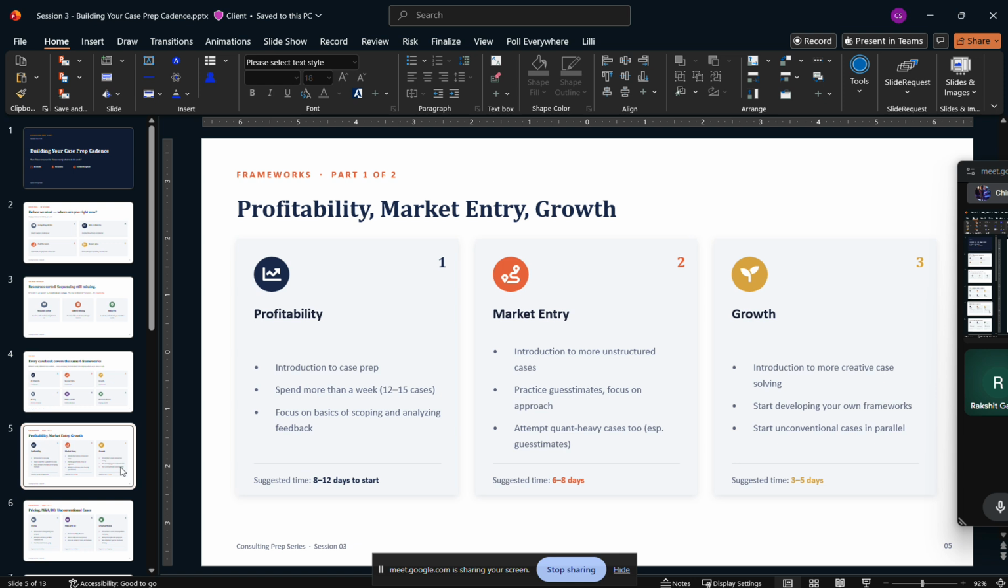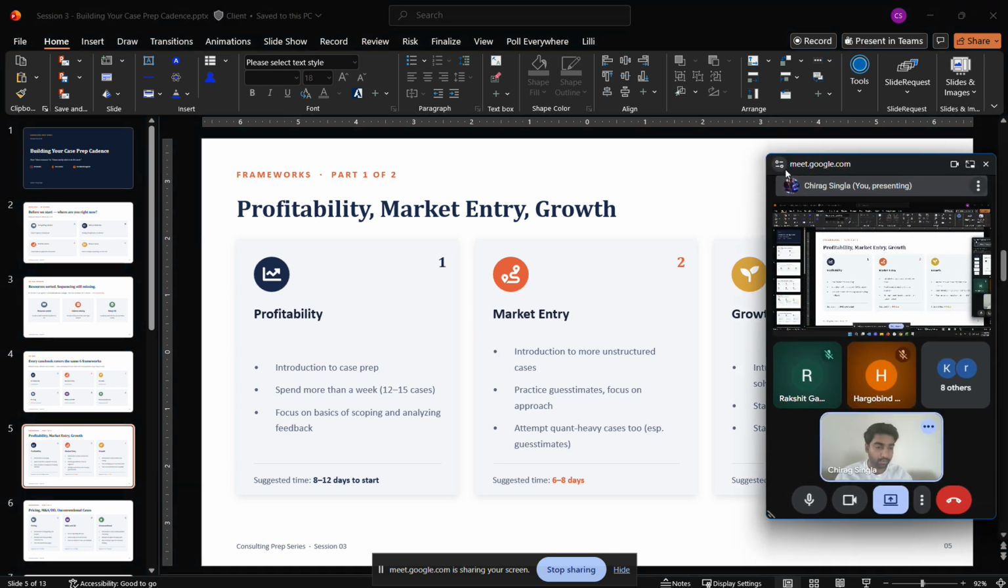I've also developed a consolidated calendar where you'll see that I've given the maximum amount of time to profitability. Do not try to wrap this up in 3-4 days saying that this is very easy and I've got this. Do more types of cases, do some quant-heavy cases, do some abstract profitability cases, do some financial profitability cases. There's a whole range and diversity of types of cases, but spend your time here. I'll just pause if you have any questions on profitability first.